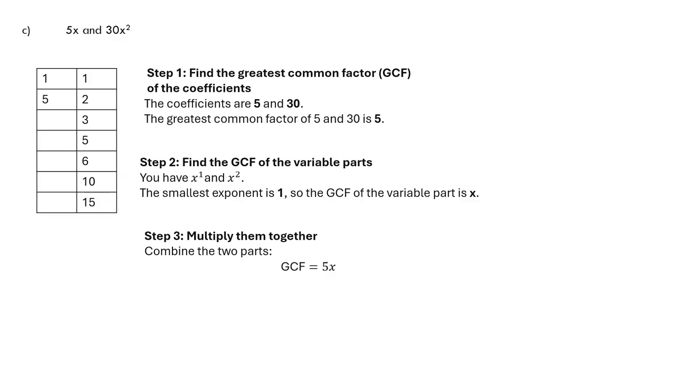Question C, 5x and 30x squared. Let's look at just the number values first. The greatest common factor between 5 and 30 is 5. And the smallest of the variables between x and x squared is x. So we'll say that our greatest common factor is 5x.